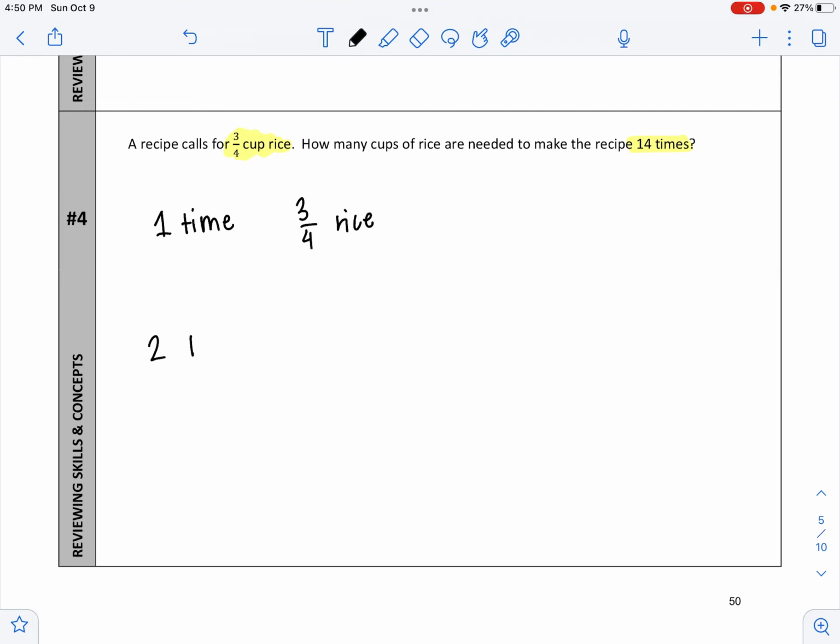That means that if I was making the recipe 2 times, I would need twice as much rice, so 6/4. I simply multiplied the number of times by 2, and so I needed to double the amount of rice as well. Remember that 3/4 times 2 is 6/4, because when we multiply a whole number by a fraction, only the numerator changes.